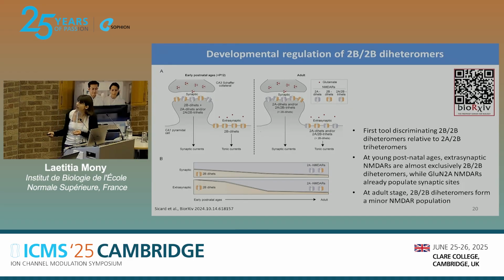So we show that at early postnatal ages, extrasynaptic sites are almost exclusively composed of 2B2B diheteromers, while synaptic sites already incorporate GluN2A-containing NMDA receptors. So it can be 2A2A diheteromers or 2A2B triheteromers. We cannot discriminate between those two. And in adulthood, the 2B2B diheteromer population is a minority, and both synaptic and extrasynaptic sites mostly incorporate GluN2A-containing NMDA receptors.